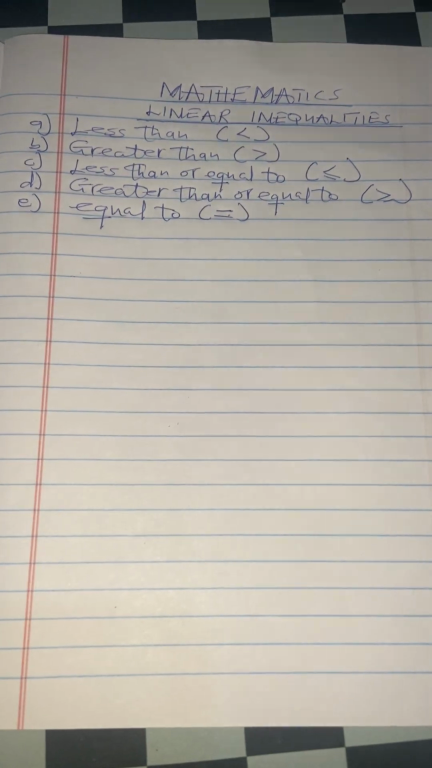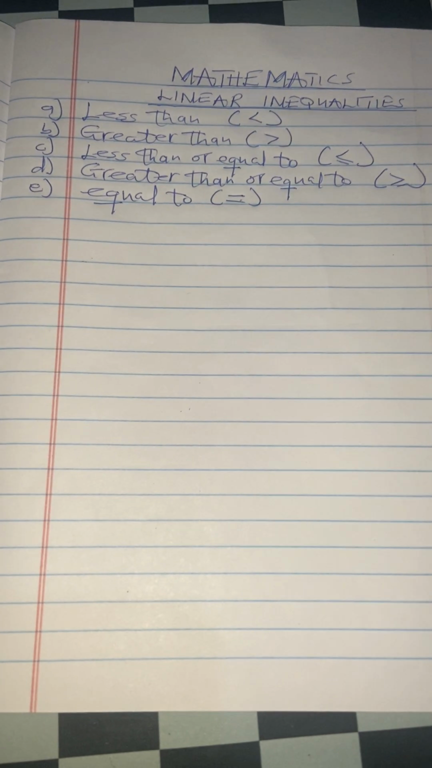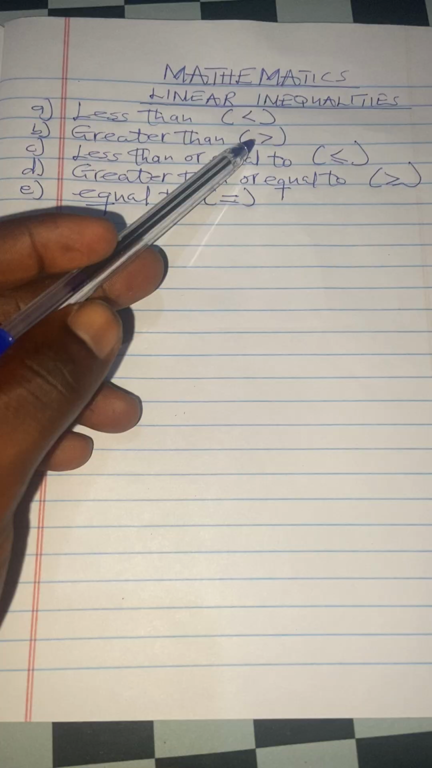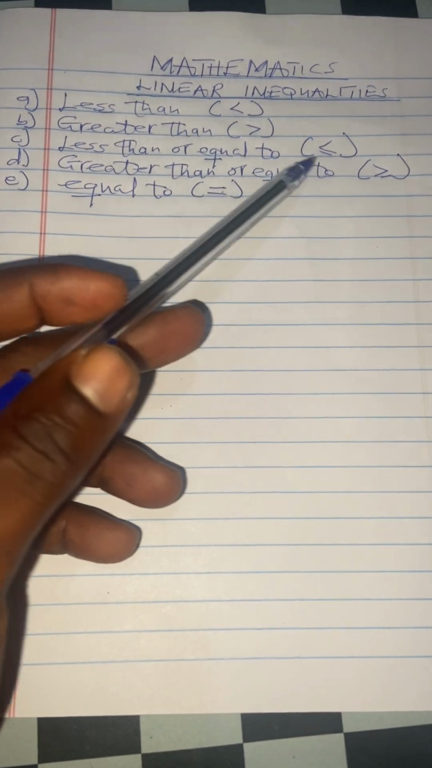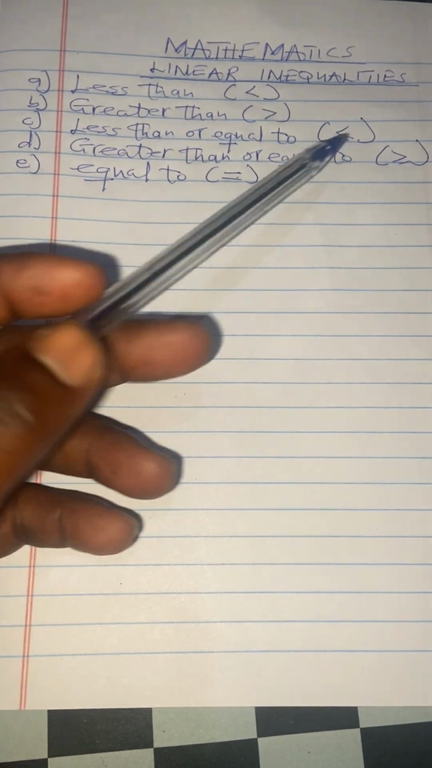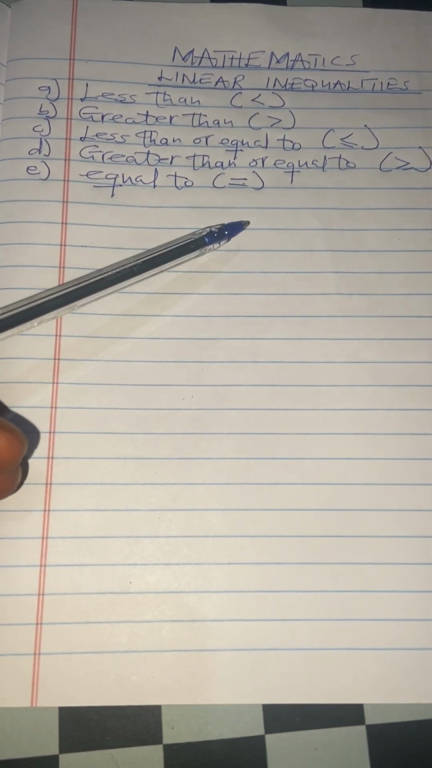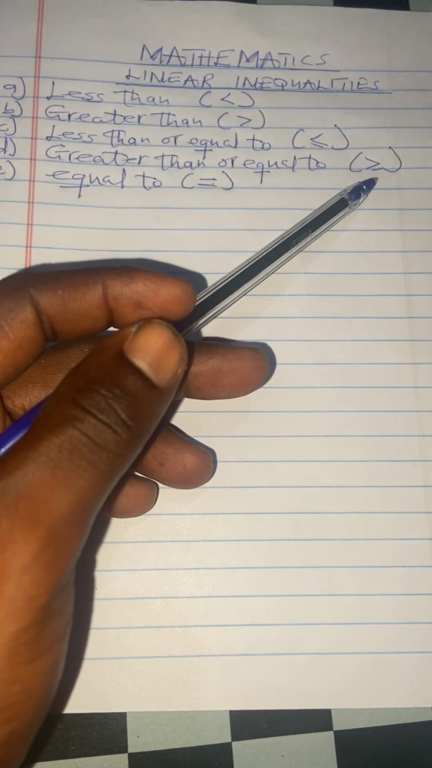Okay, so A, we have less than, right? So there's a symbol for less than. Okay, then we have B, we have greater than. There is a symbol for greater than. Then C, we have less than or equal to. So there's a symbol for less than or equal to. Then we have greater than or equal to. So this is the symbol for greater than or equal to, right?